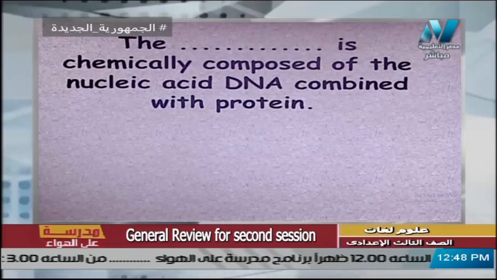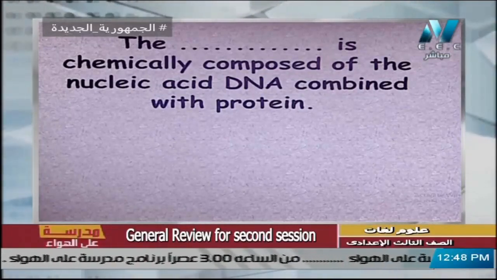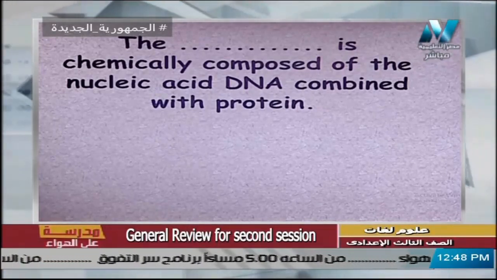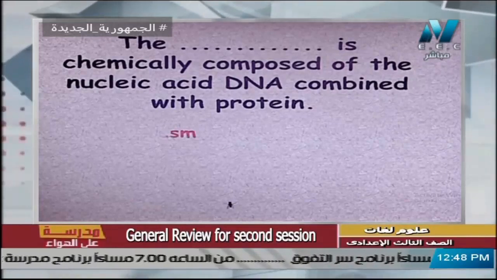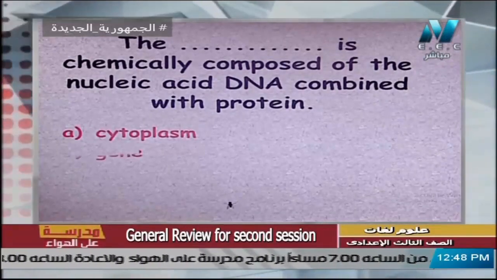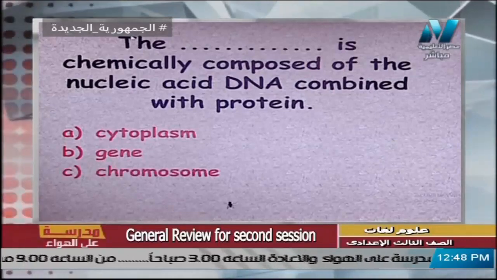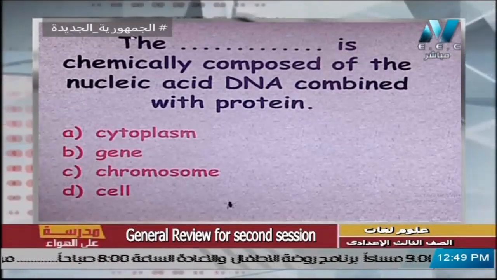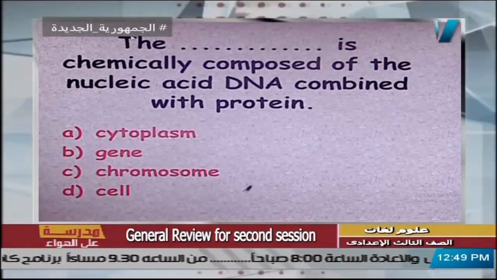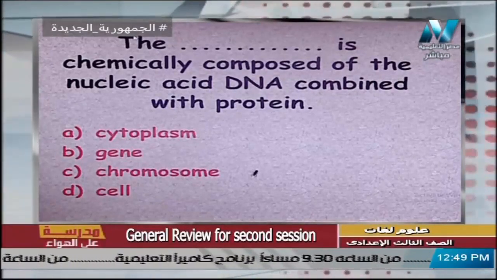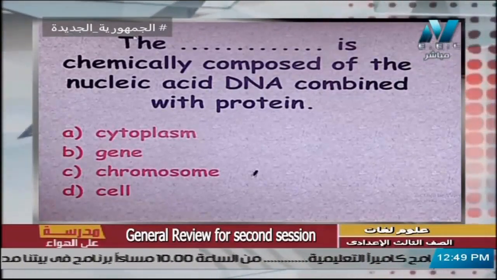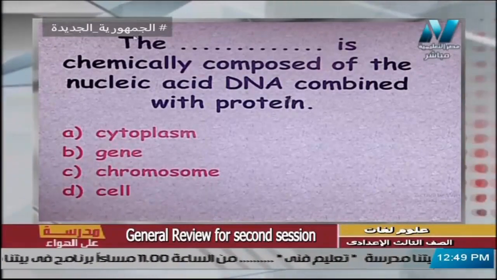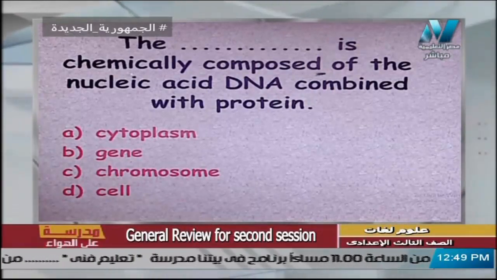Point is chemically composed of the nucleic acid DNA combined with protein. مين هو اللي بيتكون من DNA ومع البروتين؟ Cytoplasm, gene, chromosome or the cell. طبعا أكيد هيكون gene ولا cytoplasm ولا chromosome ولا cell. أكيد هيكون chromosome. Chromosome is chemically composed of nucleic acid DNA with protein.